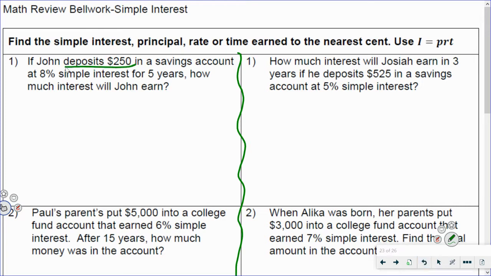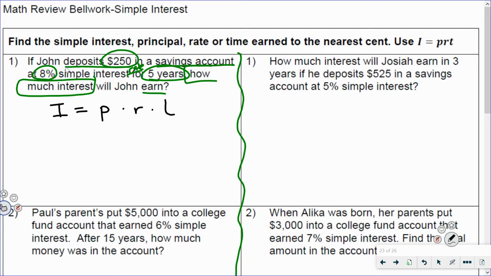John's depositing $250 in a savings account, 8% simple interest. We probably should have written the word rate there. For 5 years. The question is asking, how much interest will John earn? So the first thing we recall when looking at our notes is to use the formula I equals PRT. Interest is equal to principal times rate times time.